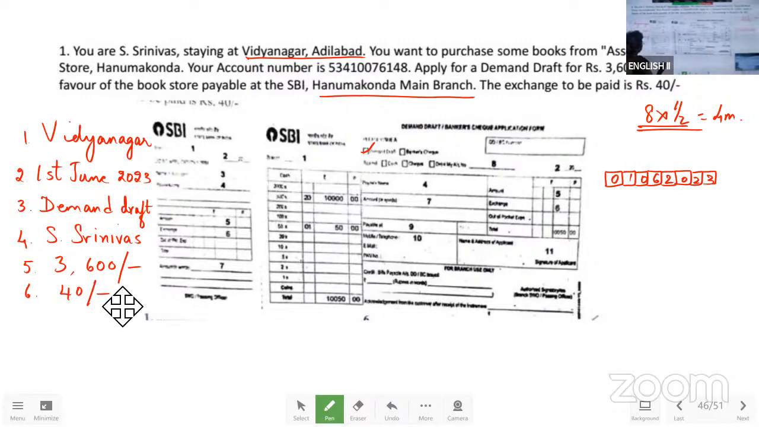Seventh, amount in words. Amount in words. So 3,640, you have to spell it out.